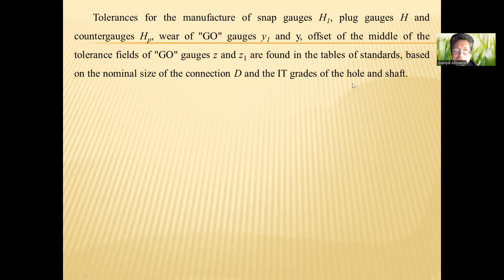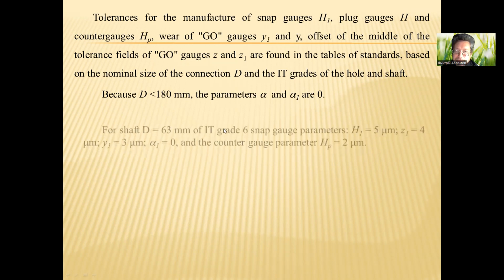Tolerances for the manufacture of snap gauges, plug gauges, and contour gauges, and the offset of the middle of the tolerance field of go gauges, are found in the table of standards based on the nominal size of the connection, big D, and IT grades of the hole and shaft. Because D is less than 180 millimeters, the parameters alpha and alpha suffix 1 are 0.